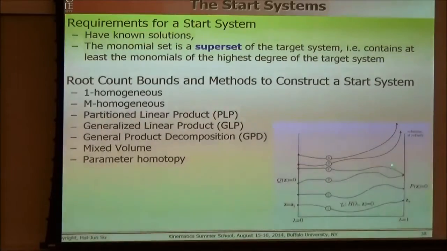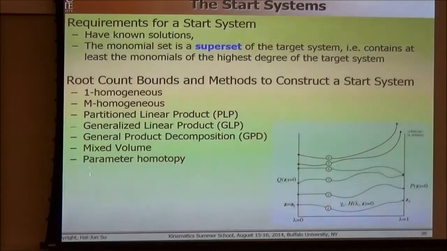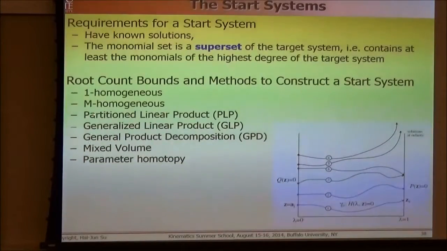So you can see the number of solutions of the start system has to be bigger than the number of solutions in the target system. And this is the way to construct the start system. Also, how you count the root of the start system: one homogeneous, two homogeneous, and the partition linear product. These have increasing generality, meaning the number of root count is decreasing from top to down.